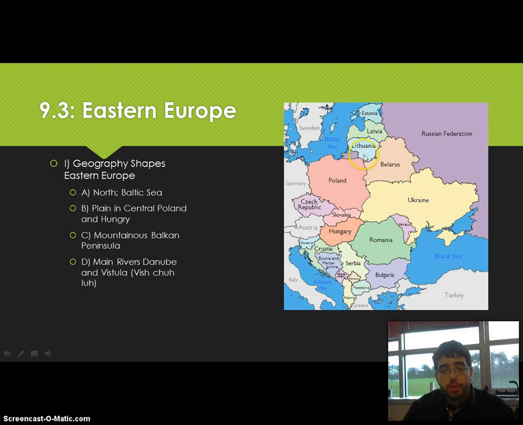And to the north, we have the Baltic Sea. We have a plain in central Poland and Hungary. So right over here, we've got a really big flat plain. We have a mountainous Balkan Peninsula. That's over here. It's very mountainous and kind of rocky. And we have two main rivers, the Danube and the Vistula. Vistula? I don't know. That's hard for me to say.